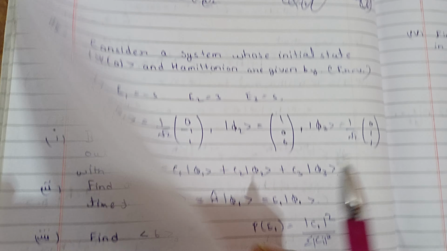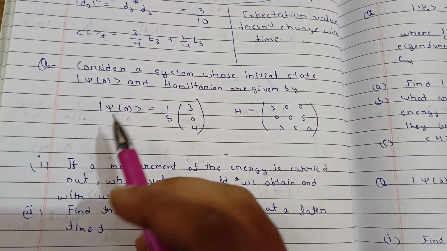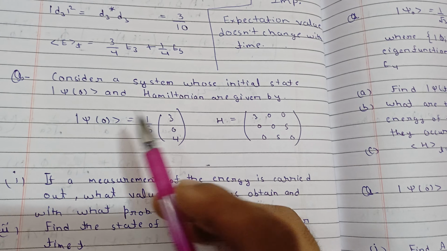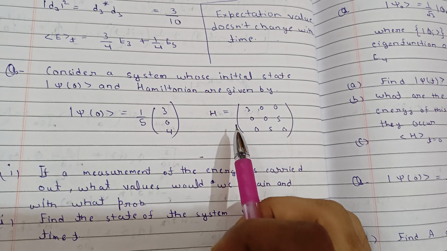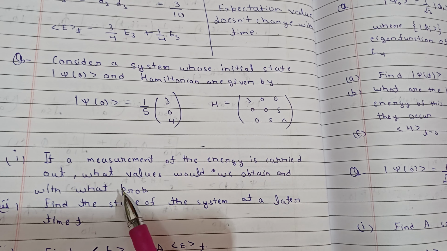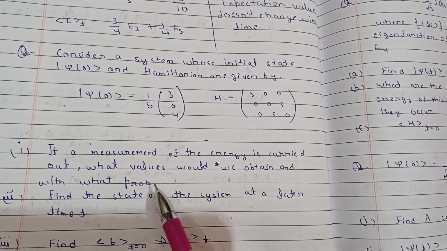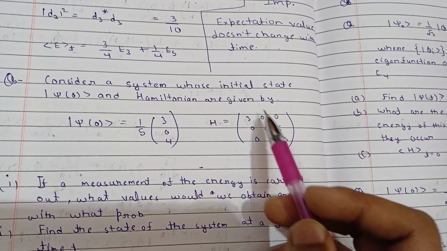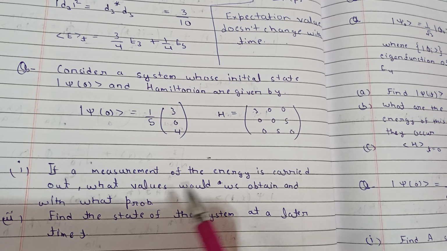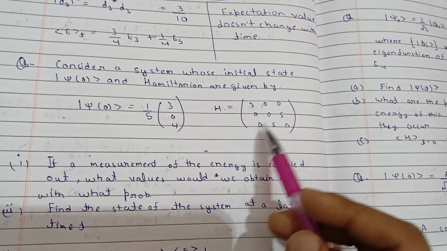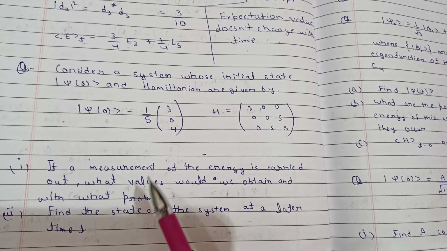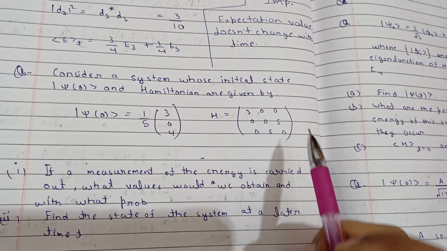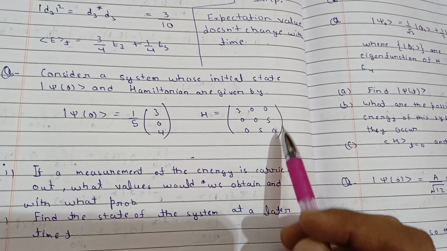So again we have this question, so we can solve this also. Consider a system whose initial state psi 0 and Hamiltonian are given by these, and we need to find the energy values that would be obtained and with what probability. So again this Hamiltonian operator is given, so we just need to find the eigenvalues. So we'll get what energy eigenvalues we will get. So this operator will give us the energy eigenvalues, and to find the psi 0 in terms of the basis vectors, we need to find the basis vectors also.